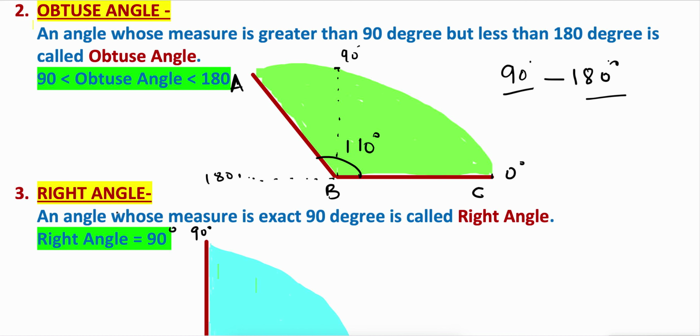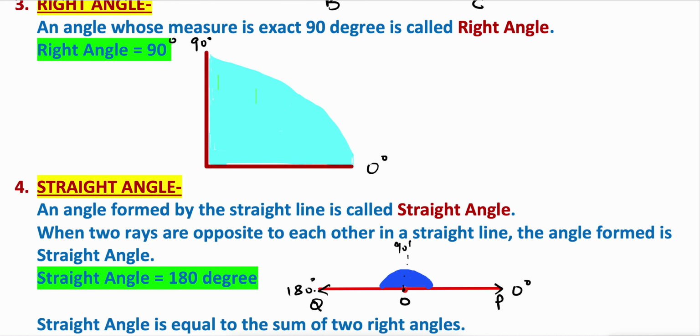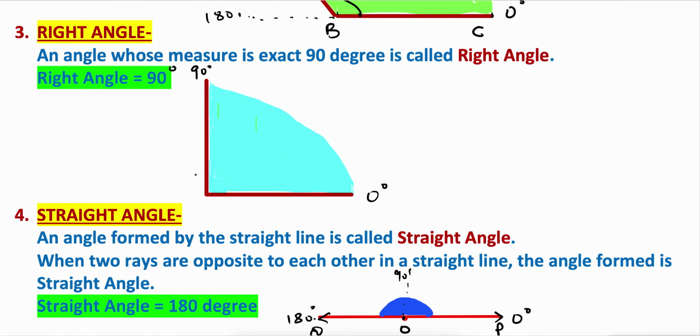Right angle. A right angle, an angle whose measure is exactly 90 degrees, is called a right angle. And the symbol for writing a right angle is this box. Angle ABC is a right angle whose measure is equal to 90 degrees. The right angle is always exactly 90 degrees.